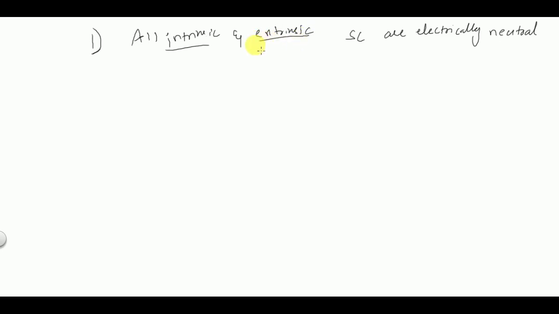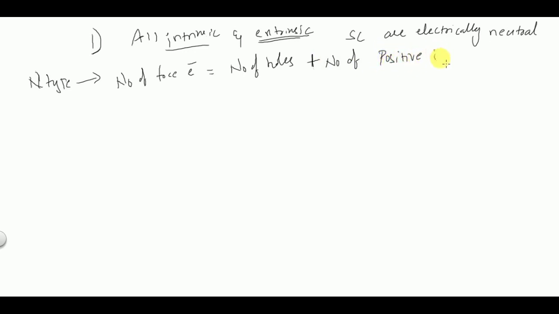But in the case of extrinsic semiconductor, I have told you that electrons are majority carriers, which are more in number, and holes are minority carriers, which are less in number. Still, how is the extrinsic semiconductor electrically neutral? The point here is, in the case of N-type semiconductor, the number of free electrons is equal to the number of holes plus the number of positive ions.